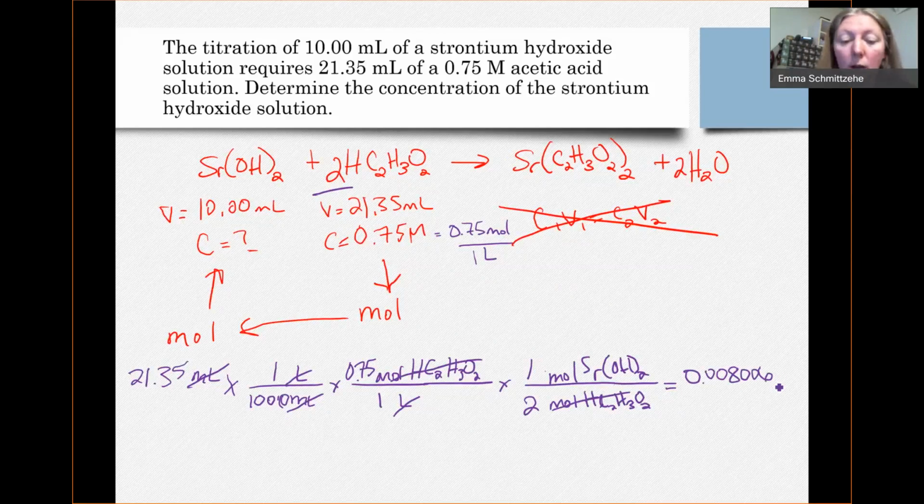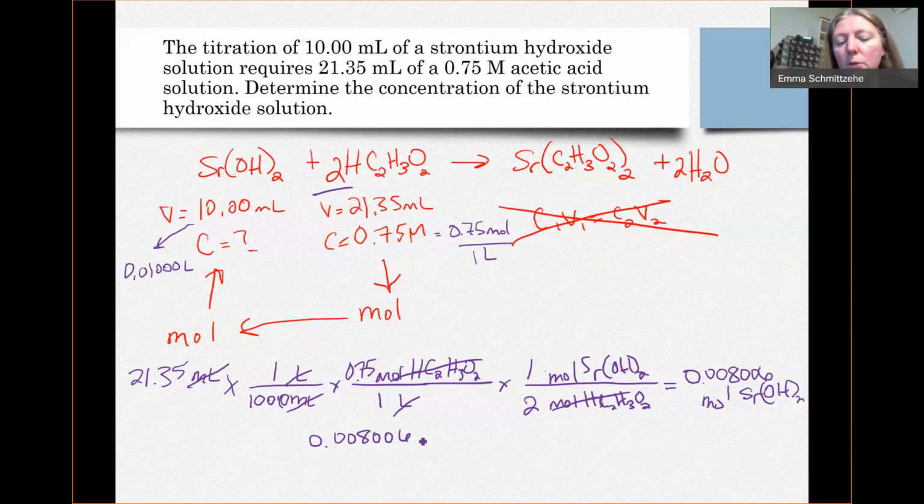0.0080006. That's more than enough because really in the end I have 2 sig figs. So I'll just go ahead and keep those 4. That's fine. So I have my moles of strontium hydroxide. Now I'm going to take those moles, and if I divide them by my liters of solution, I get the concentration. So 10 milliliters, if you convert that, is 0.01000 liters. Okay, I'm not going to write out that conversion. I'm just going to use that from doing it in my head.